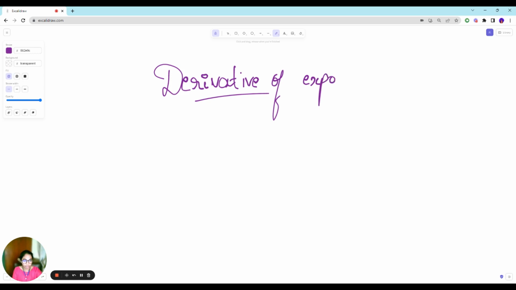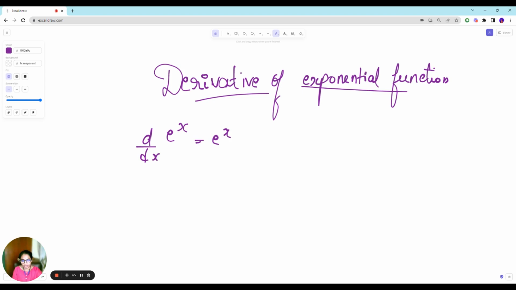What do you mean by an exponential function? Exponential function basically means e power x, correct? E power x. I had already told you that the derivative of e power x is what? E power x itself. Suppose I have to find the derivative of, say, e power ax.